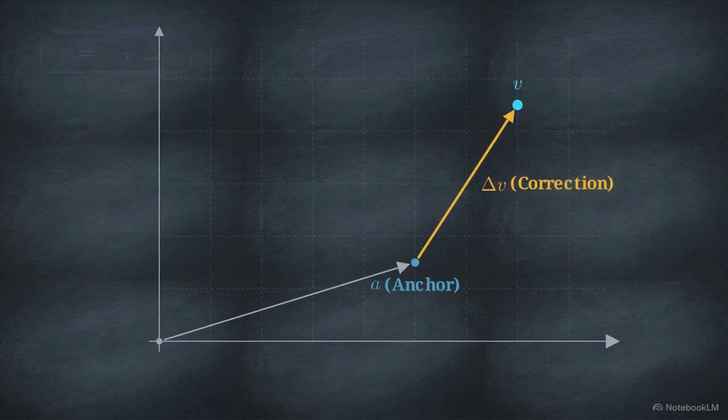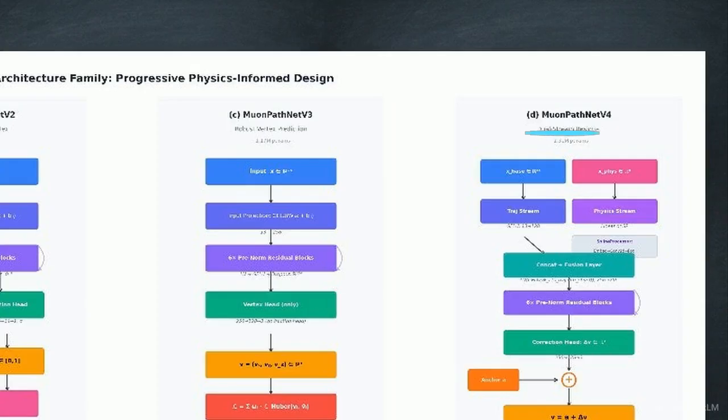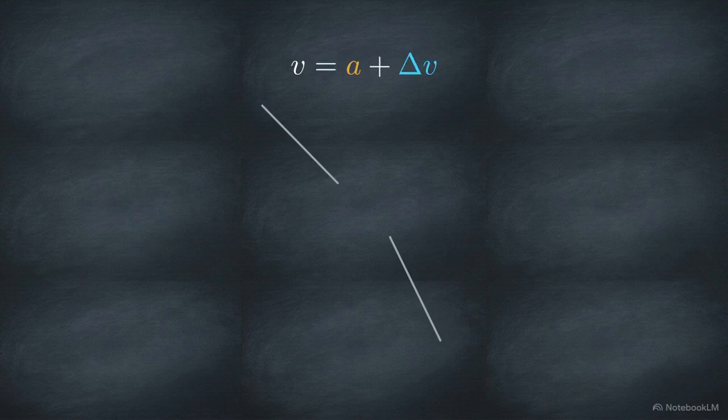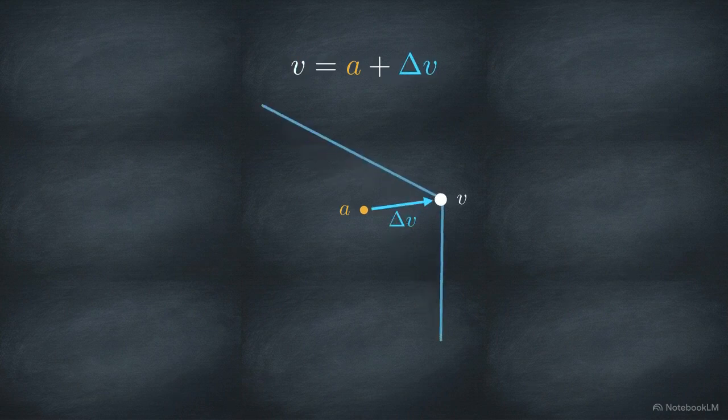The V4 architecture introduces a different strategy. Rather than predicting absolute coordinates, the network learns a residual correction relative to a physics-derived anchor point. This is achieved through a dual-stream architecture. The input is separated into a trajectory stream for raw observations and a physics stream dedicated to geometric features. The logic is defined by the residual equation, V equals A plus delta V. The physics stream establishes a geometrically grounded anchor, and the network only needs to predict the small correction needed to find the true scattering vertex.